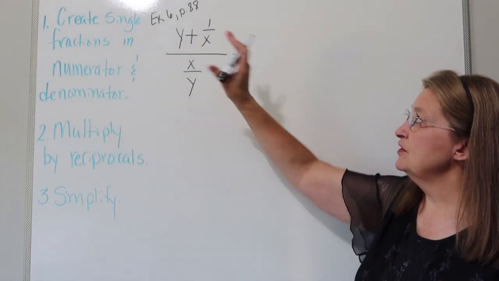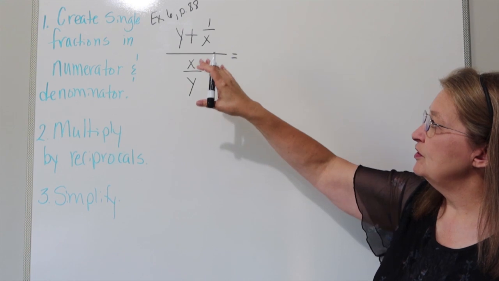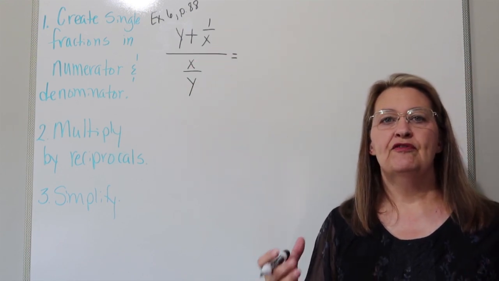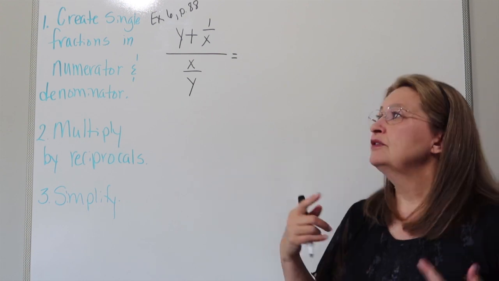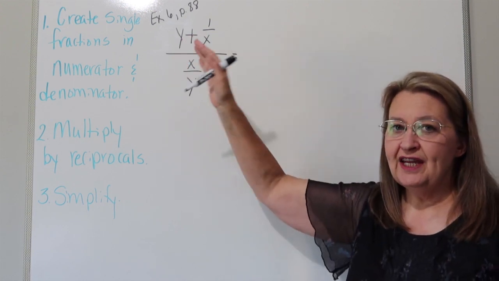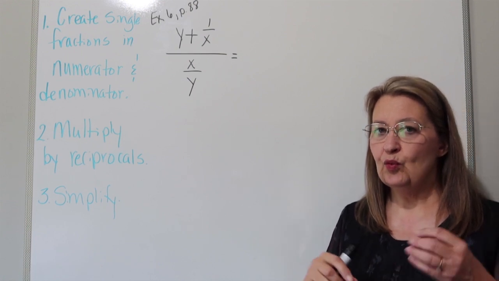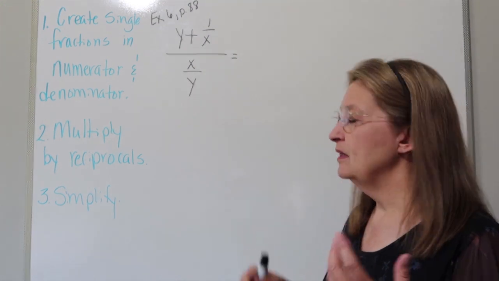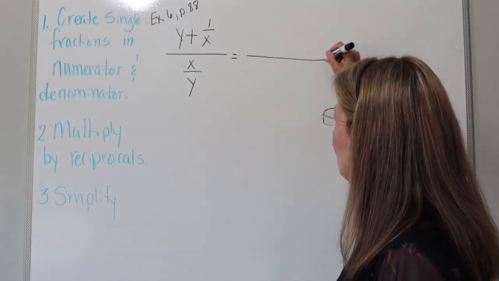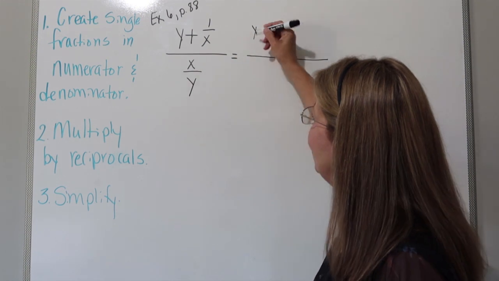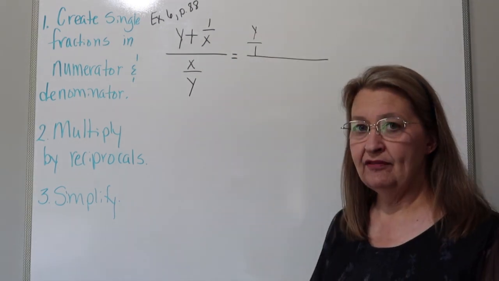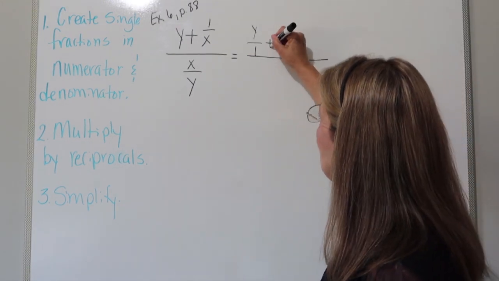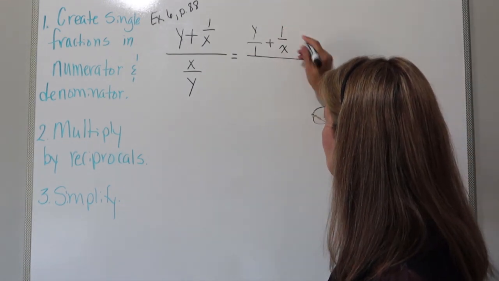This is example 6 from page 88, and what we have here is y plus 1 over x, over y. So we have fractions within the fractions. So start with your numerator. We need to change this to a single fraction. We're going to combine y plus 1 over x. Now, how do you do that? Well, first, you take any whole number that you have and put it over 1. Y over 1 is fraction form of y. So now I have y over 1 plus 1 over x.